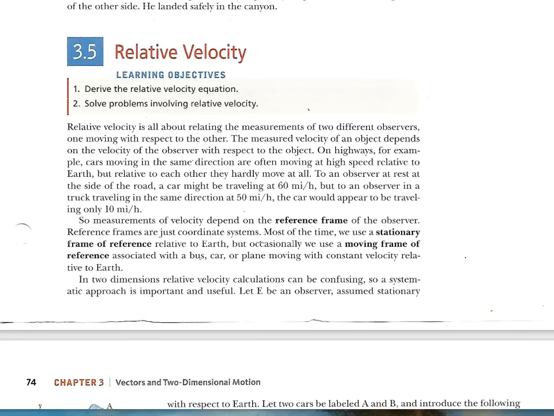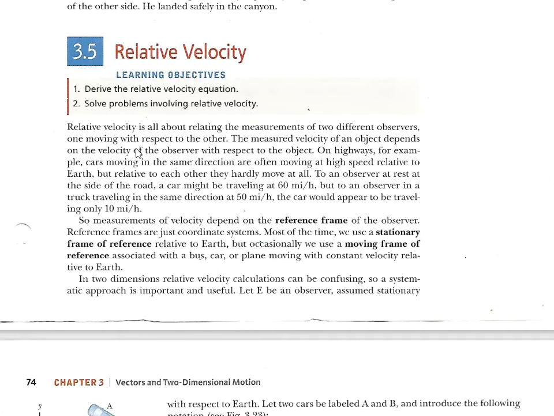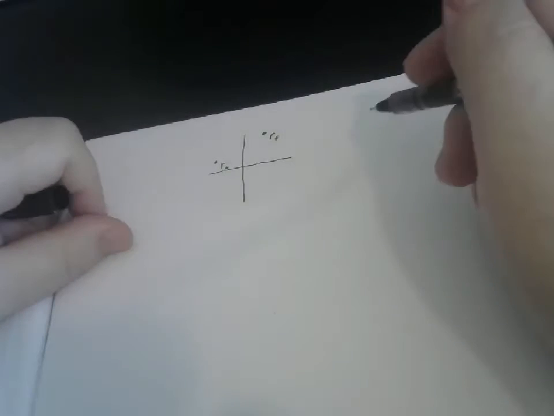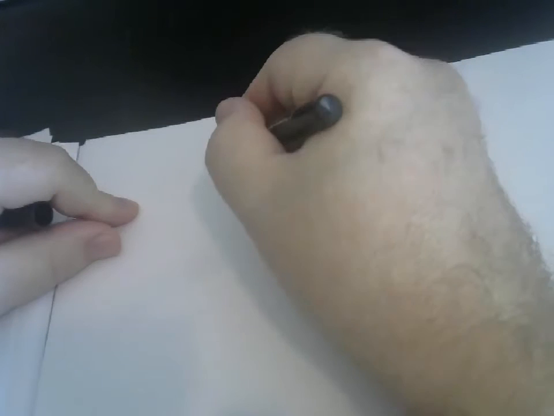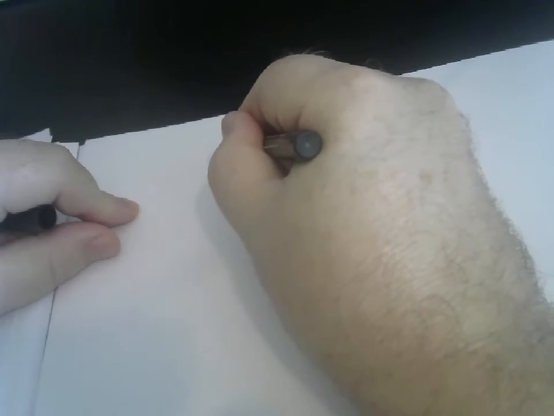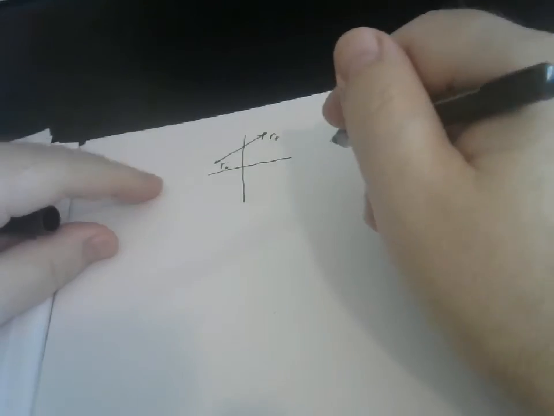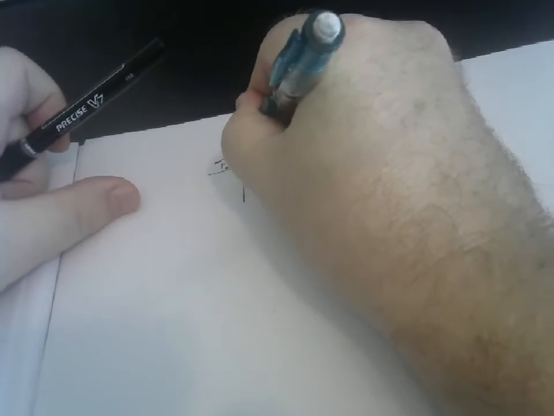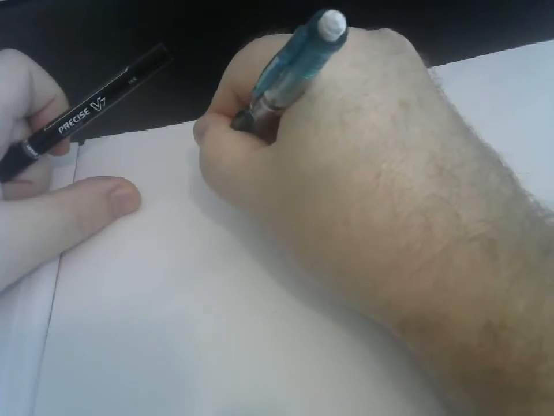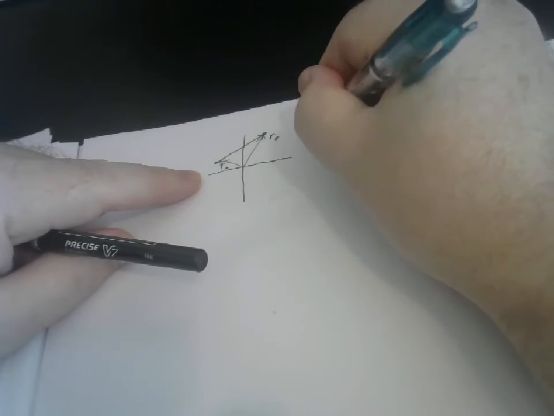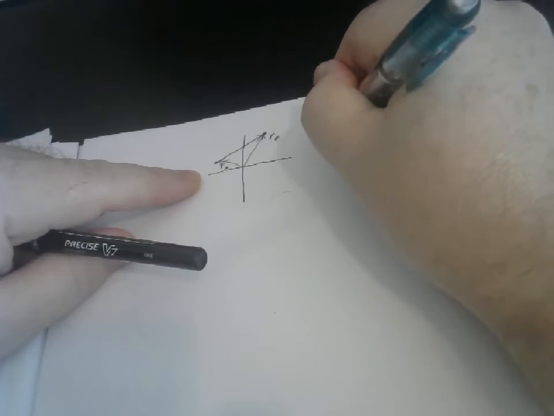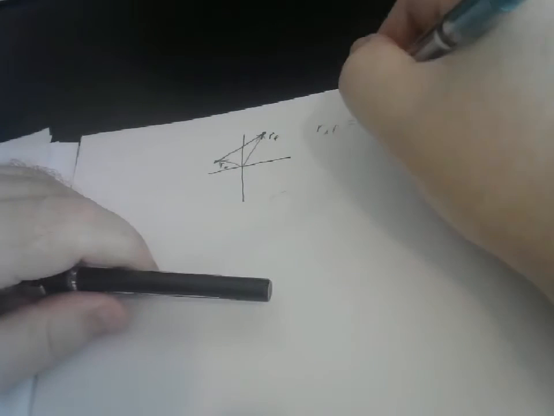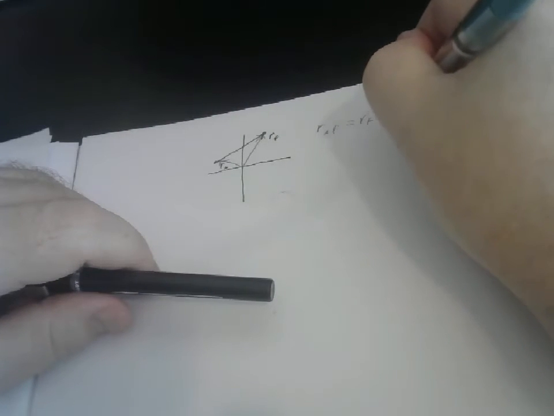Section 3.5, Relative Velocity. Our goals here are to derive the relative velocity equation and solve problems involving relative velocity. First, I wanted to remind you of what we did earlier. We have a vector going from point R initial to point R final, and if we define each of these as vectors, R final and R initial, then R from initial to final is equal to R final minus R initial.